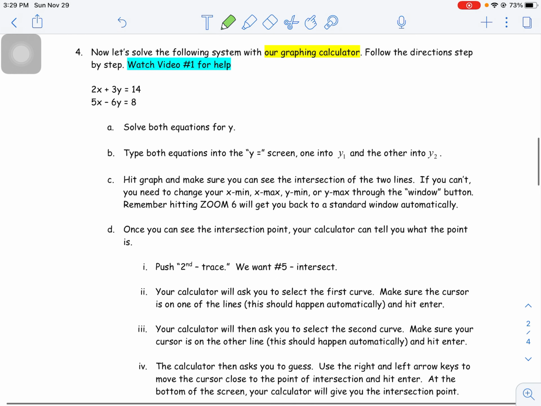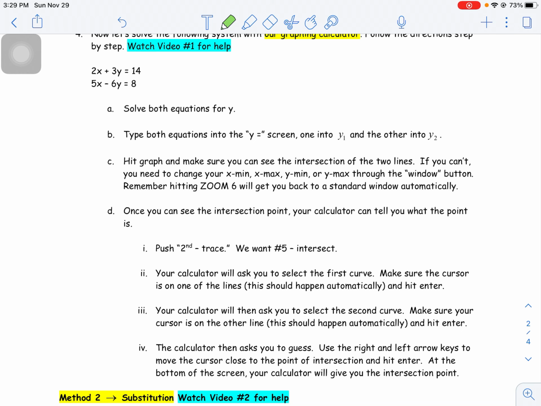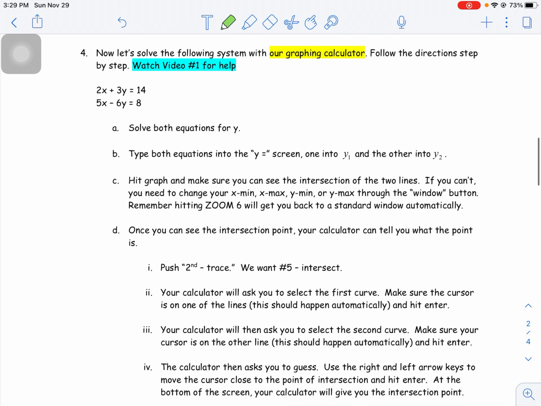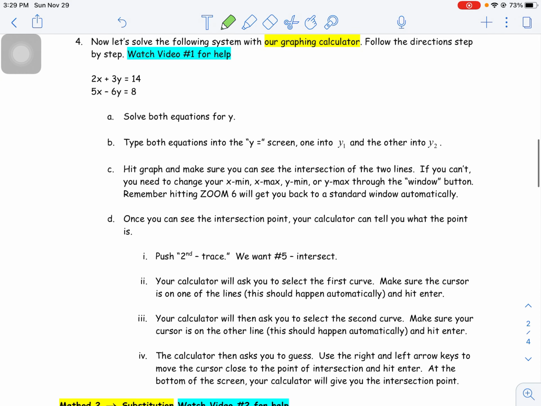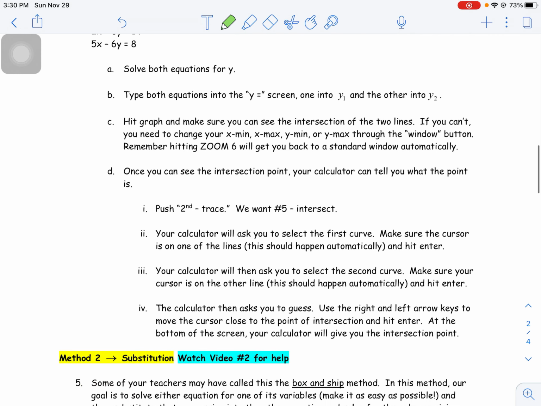So next, it says now let's solve the following systems with our graphing calculators. Follow the directions step by step. Watch video number 1 for help. So, when solving with our graphing calculators, I'm actually going to let you guys go through this section on number 4 here. And if you have questions, feel free to ask me, either in class today or in class tomorrow, whichever you prefer.